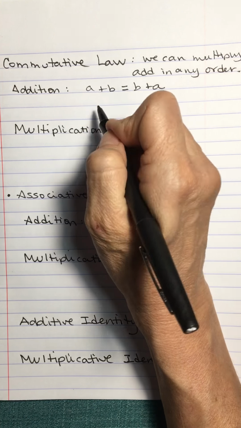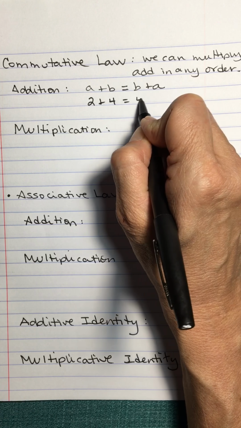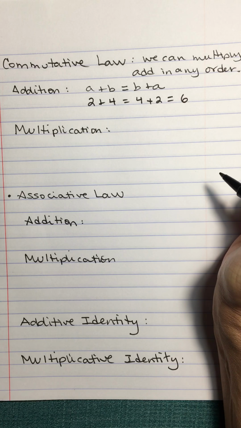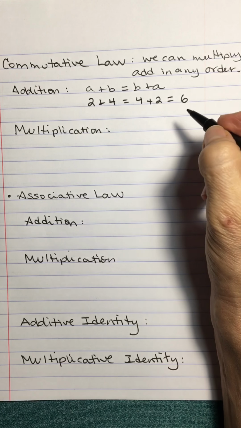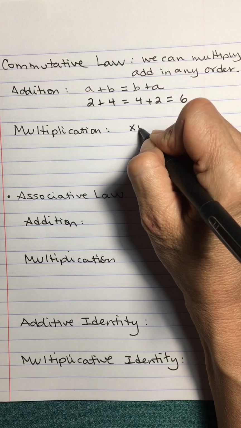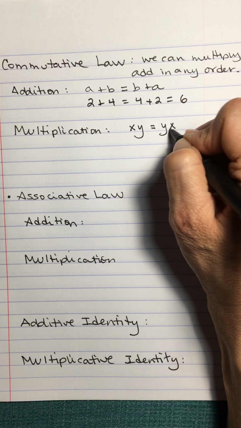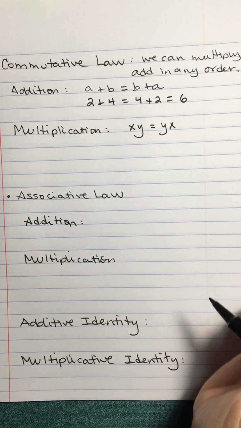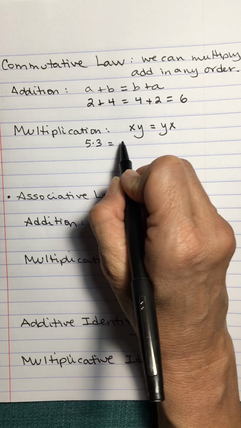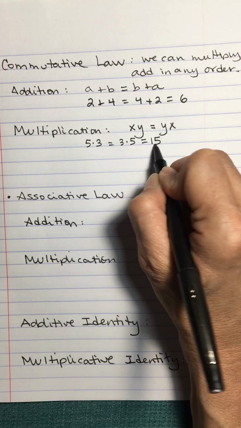If I showed you that with numbers, you'd say, oh, of course. Like 2 plus 4 is exactly the same result as 4 plus 2. Doesn't matter what order, you still get 6 out. Right? The same thing with multiplication. Imagine what that would be with letters. Maybe x times y is the same thing as y times x. With numbers, 5 times 3 is the same thing as 3 times 5. So you can choose whatever order feels best.